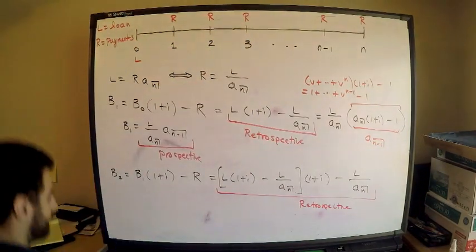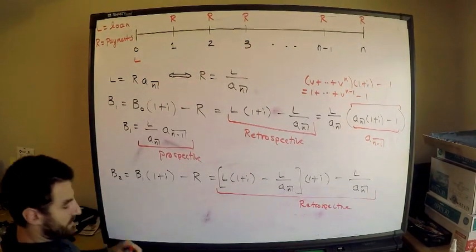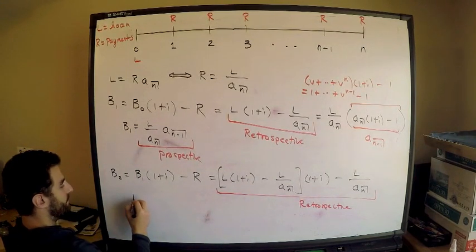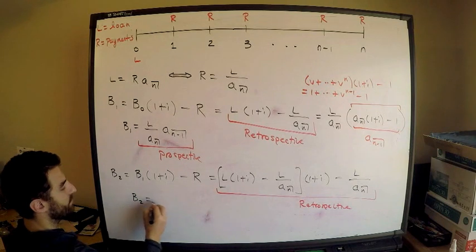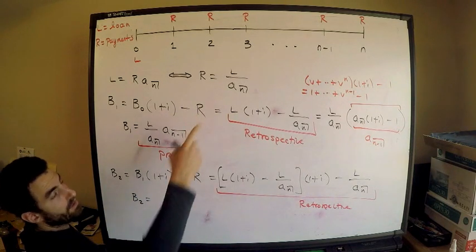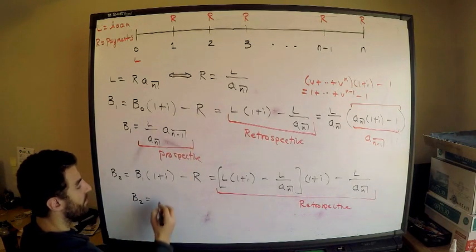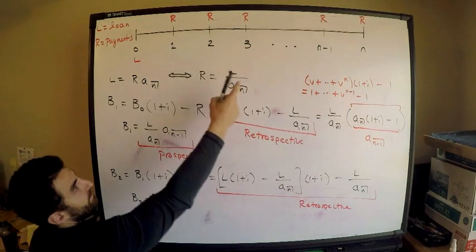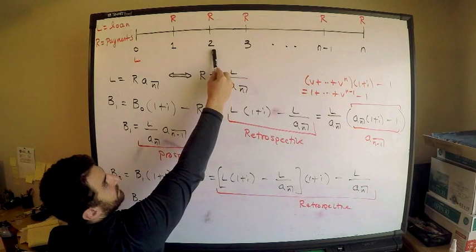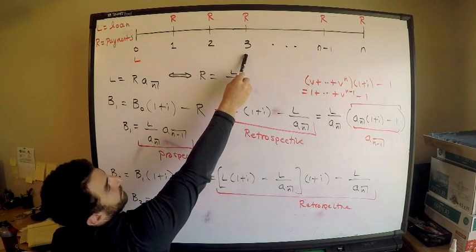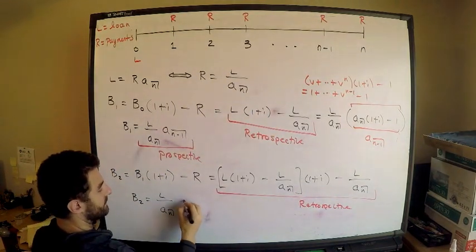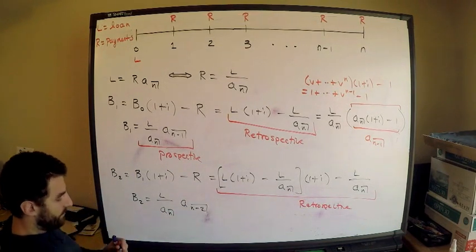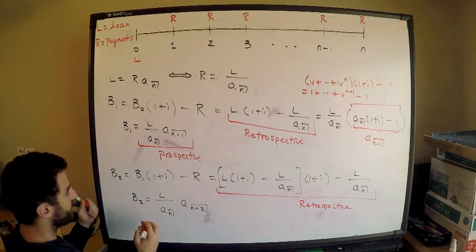All right, if you think about this for a second, all of these payments, it's not too bad. B2, using the prospective method, is just all of the payments, which are R, which are L over A angle N, brought back. So starting here, bring them back to year 2. How many payments are there? There's n minus 2. So this is A n minus 2. And this is the formula for the prospective.